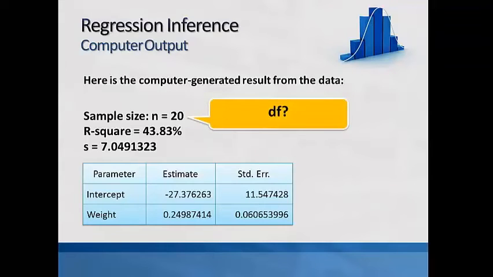Based on our sample size, what is the appropriate degrees of freedom? Once again, for a regression test, we're going to take n-2 for degrees of freedom, since we lose 2 degrees of freedom because we're estimating both parameters alpha and beta. So our degrees of freedom here will be 18.